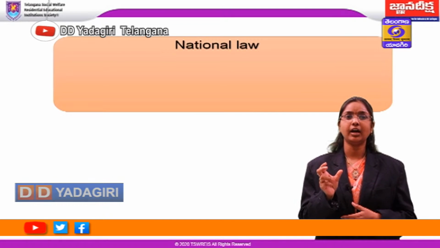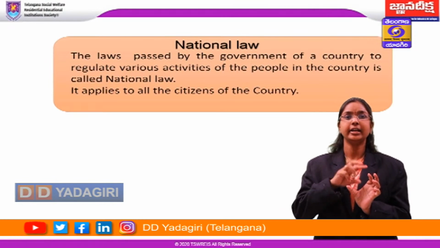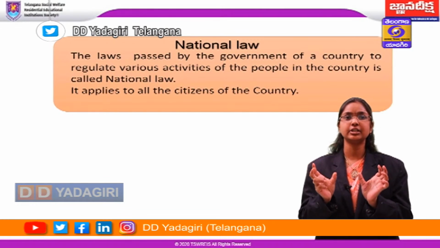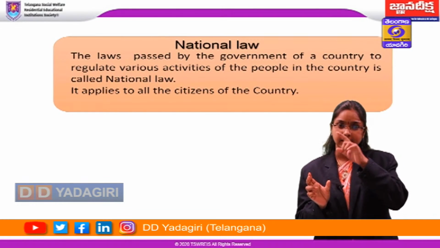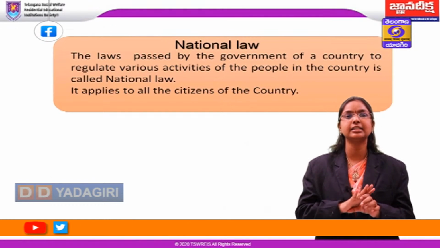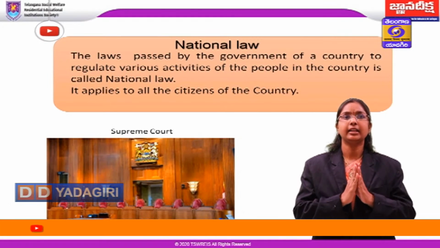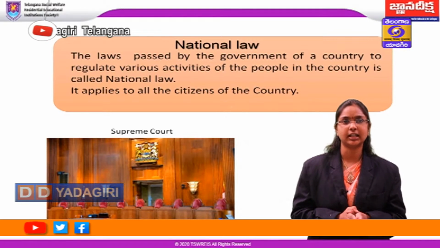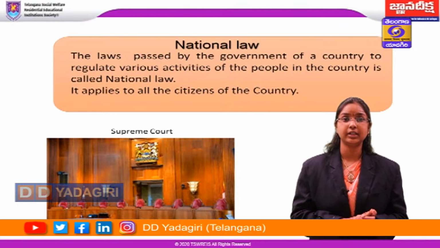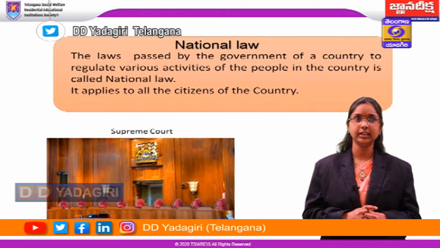National law. The word law, as we have already discussed, is a set of rules and regulations. Now, national law. Nation here relates to a particular country. The meaning of a nation is country. So, national law: the rules and regulations that are applicable to the particular nation and that are to be followed by the citizens of a particular nation is called national law. So, the laws passed by the government of a country to regulate various activities of the people in a country is called national law. It applies to all the citizens of the country.